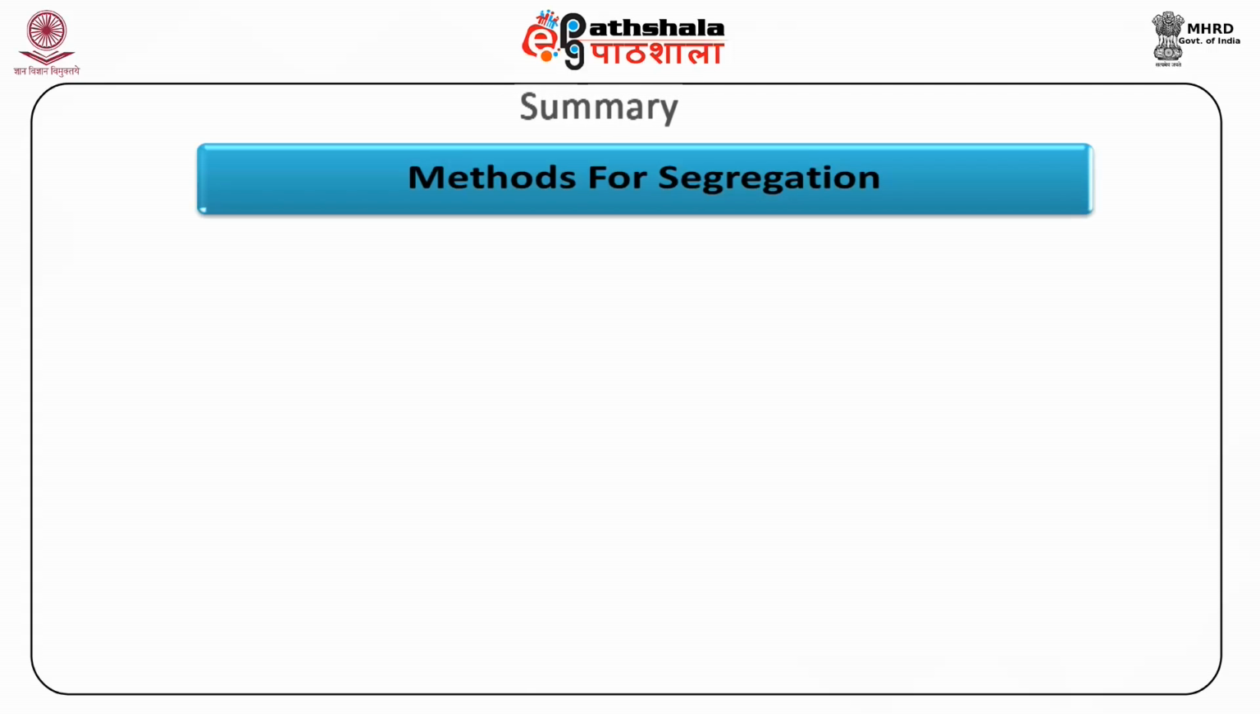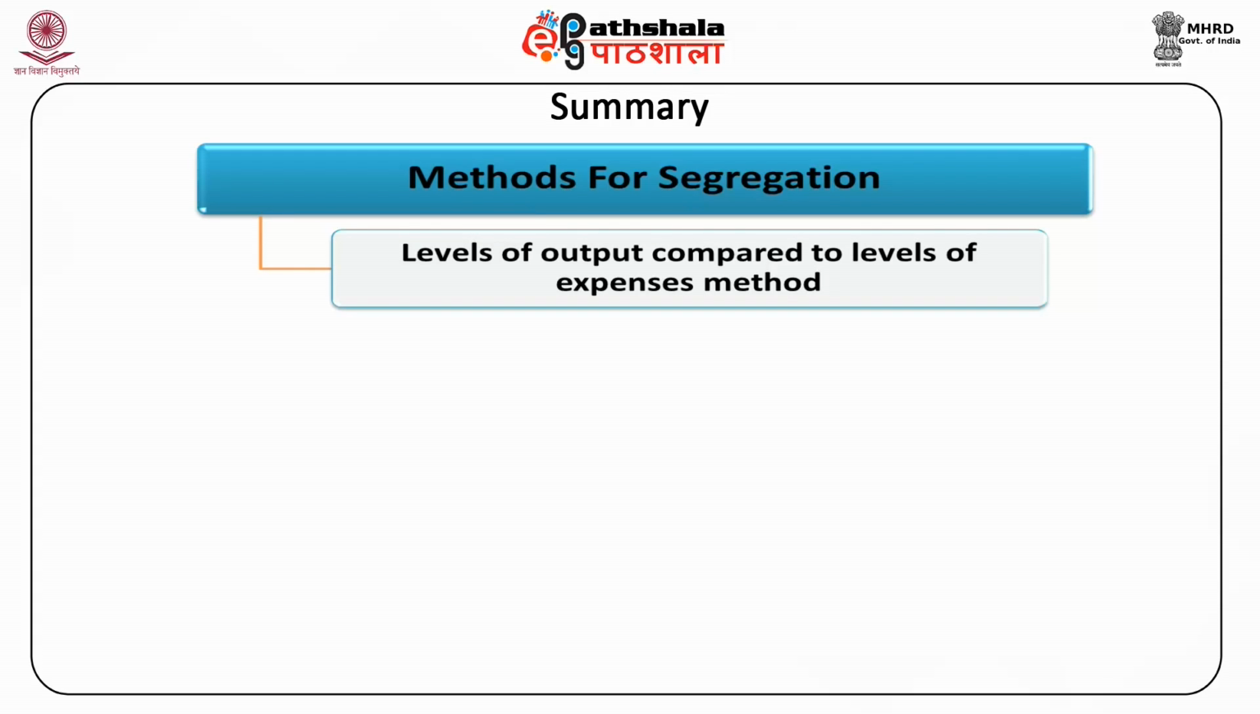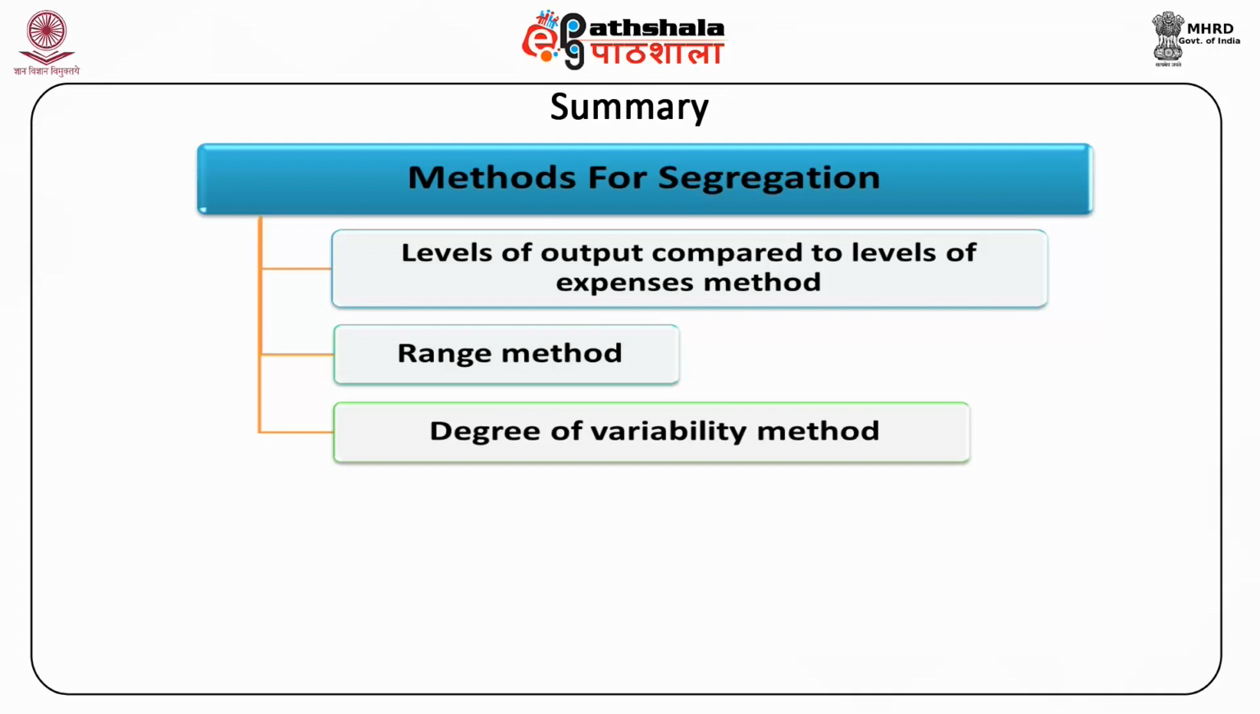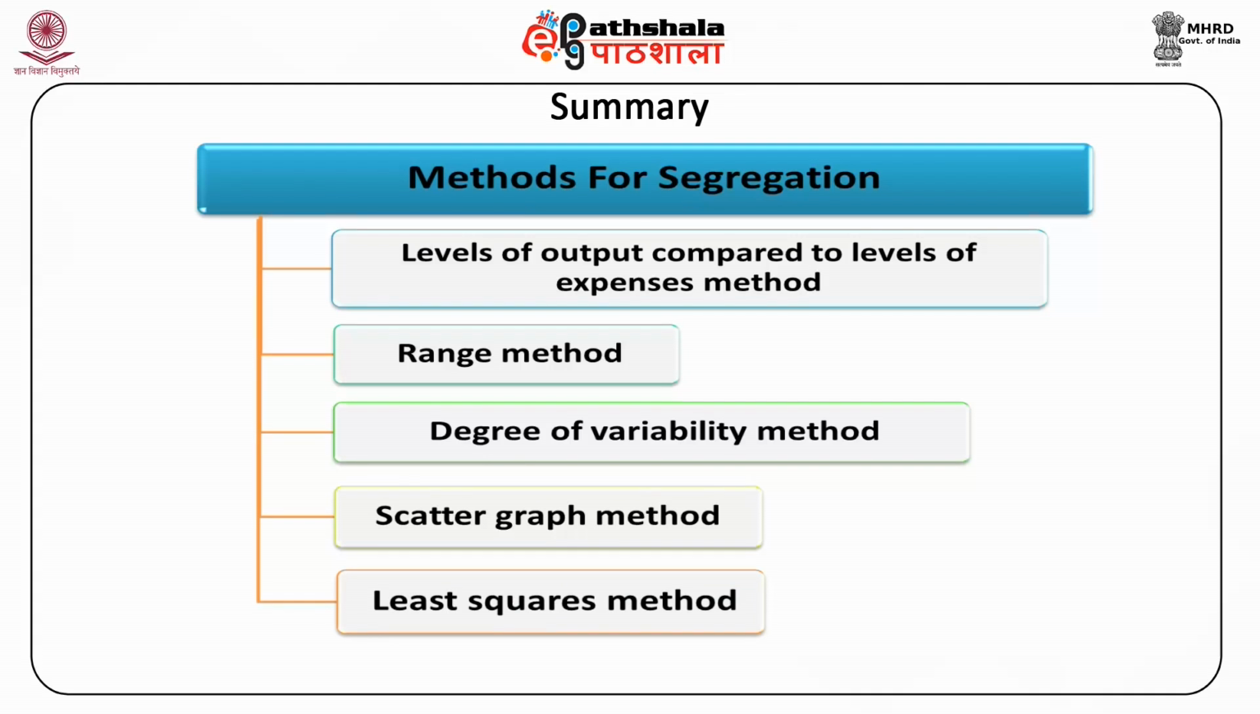We have also learned different methods for segregation of fixed and variable costs. This may be done by any one of the following methods: levels of output compared to levels of expenses method, range method, degree of variability method, scatter graph method, least squares method.